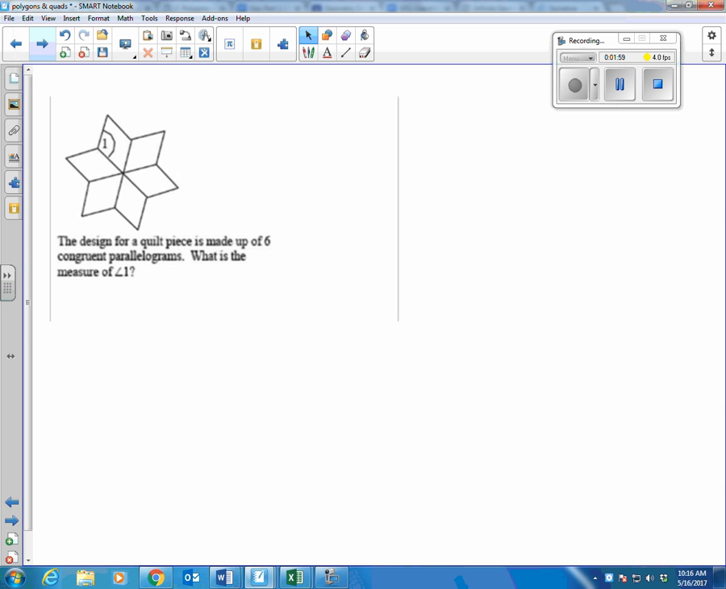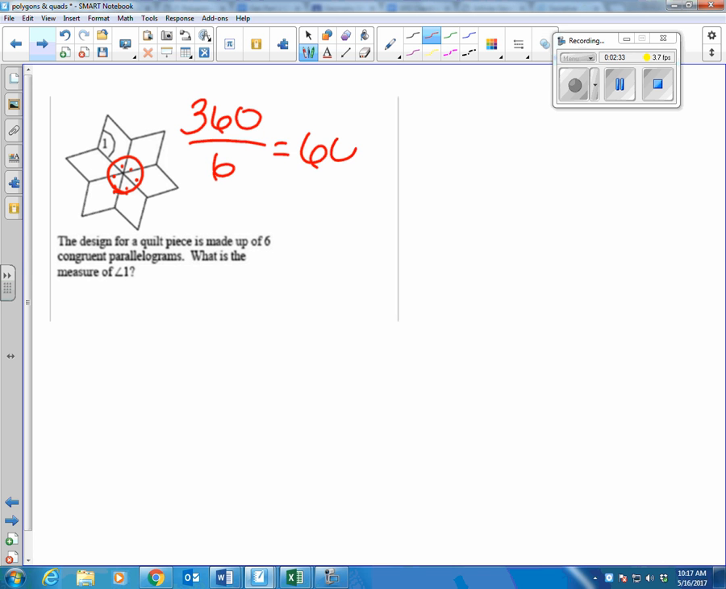So the first one says the design for a quilt piece is made up of 6 congruent parallelograms. So what is the measure of angle 1? So this is almost like a tessellation. And anytime you go around a central point like this, all of these angles have to add up to 360. Okay? And if all of these are congruent, meaning they're all the same, each of these angles here is going to be the same. So we're just going to do 360 divided by 6, since there are 6 of them. And so each one of those angles is 60 degrees, right? So that's 60 degrees and that's 60 degrees, right?